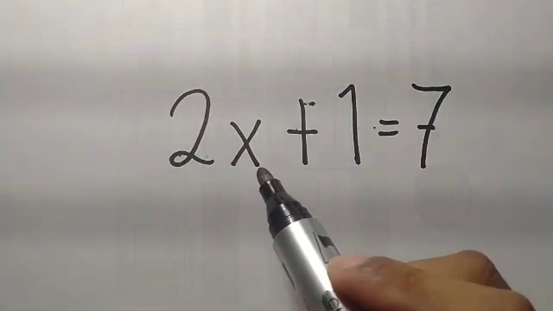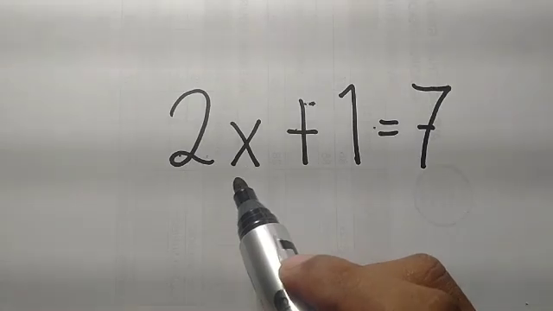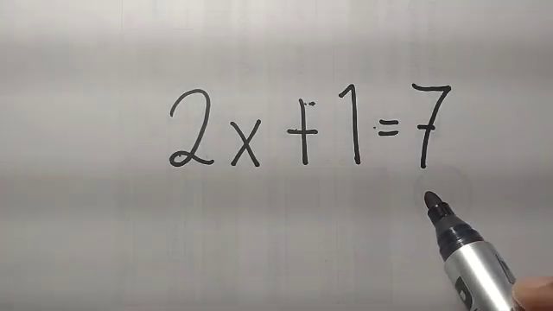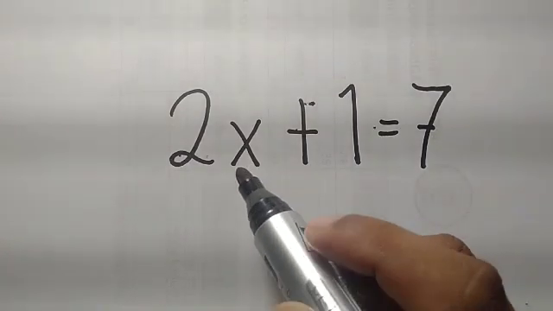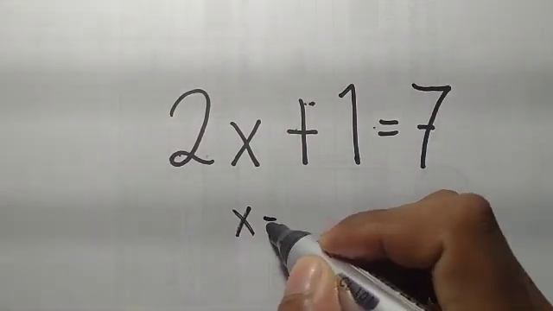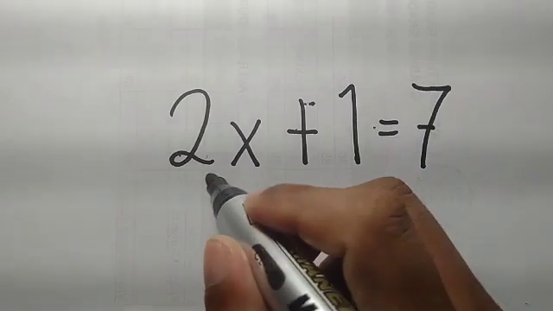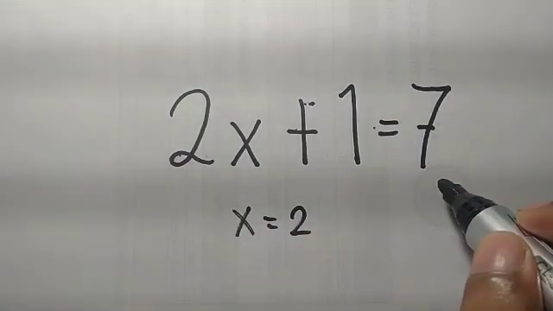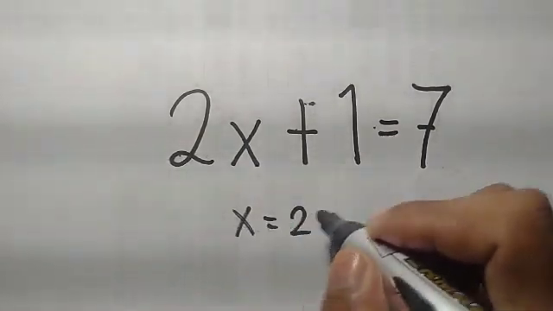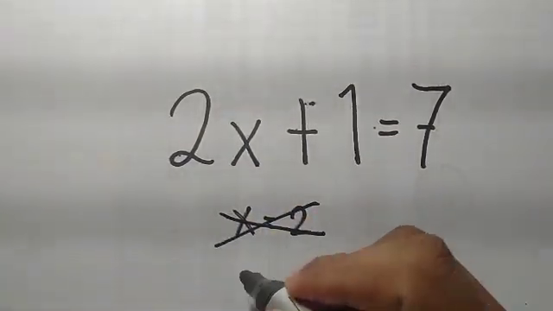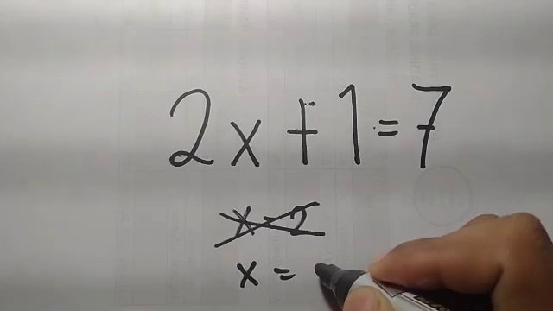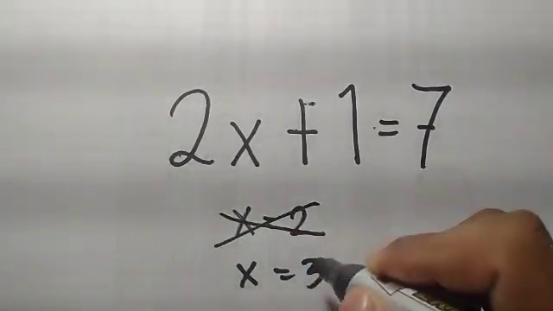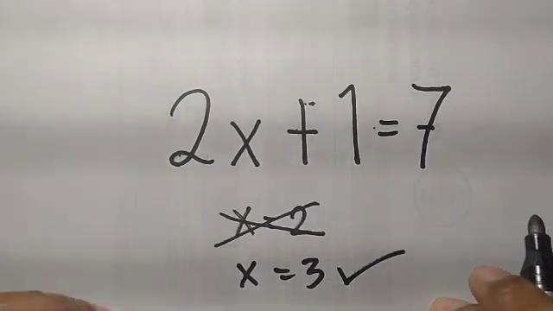Next, what is the value of x in this situation? Okay, so if our x is 2, so 2 times 2 is 4 plus 1 is not equal to 7. Okay, so x is not 2, so let's try x equals 3. So 3 times 2 is 6 plus 1 is 7, so therefore the value of x is 3.